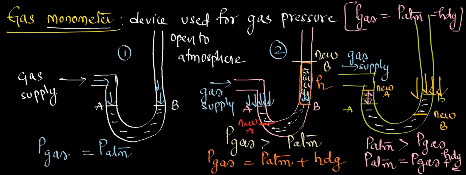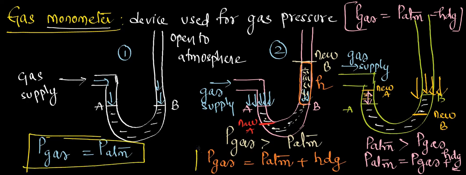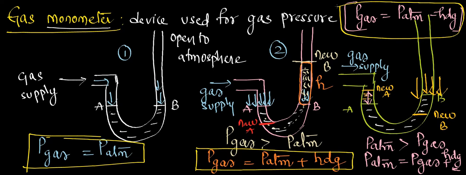Any doubt in this? No doubt, ma'am. Okay. So equal levels at A and B points means equal to atmospheric pressure. For unequal levels, you have to see: if the B side, the atmospheric side, pressure is more, then the pressure of the gas is PATM plus HdG. If the gas side level is more, then PATM minus HdG. Ma'am, have you got that P gas is equal to PATM minus HdG? Here atmospheric pressure is more, right? Third case. Is your doubt in the third case or the second case? P gas is equal to PATM minus HdG.